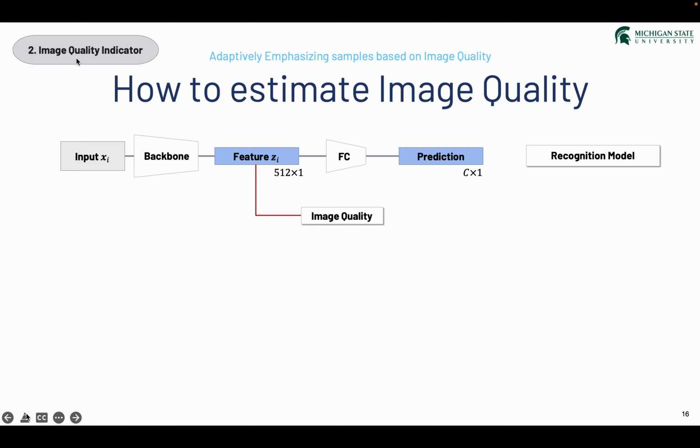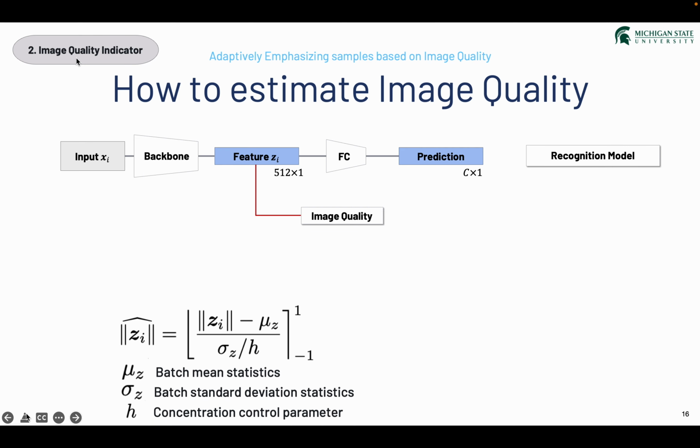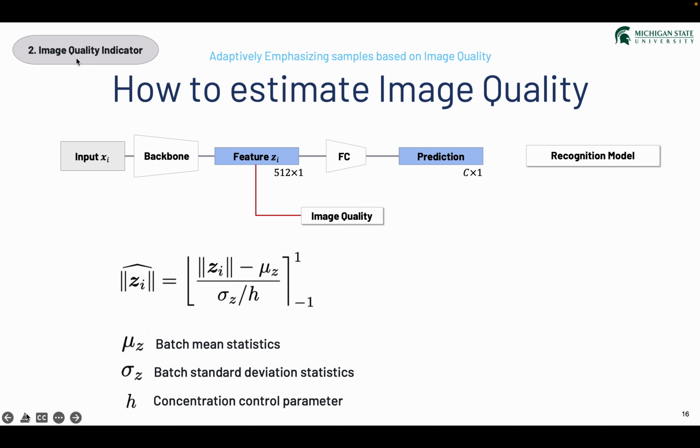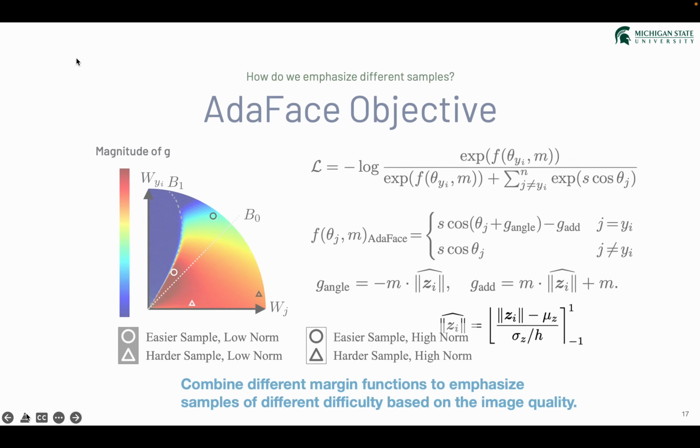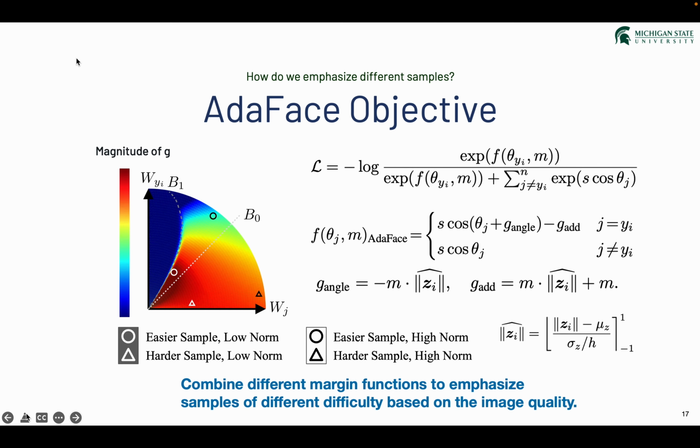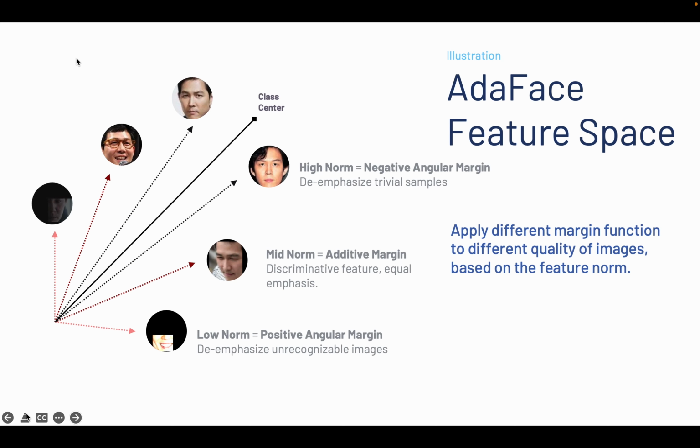The second part of the algorithm is to find the image quality per sample. We simply take the feature norm and use the scaled feature norm as a proxy for the image quality. We include in the paper more analysis on the relationship between the feature norm and the image quality. Lastly, we adaptively vary margin functions with the feature norm. g_angle and g_add are margins that change with the feature norm. We combine them in such a way that hard samples are emphasized when the feature norm is high, as indicated by the black triangle, and we de-emphasize hard samples when the feature norm is low, as indicated by the white triangle. You may also conceptually think of AdaFace as differentiating margin functions based on the feature norm as shown.